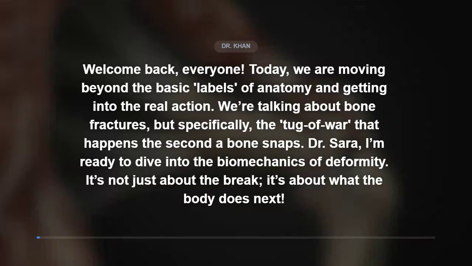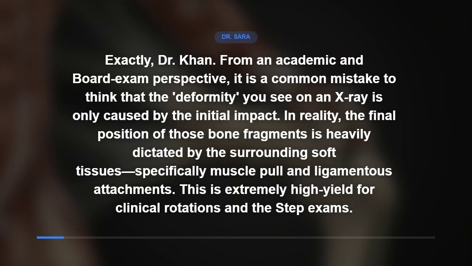Welcome back, everyone. Today we are moving beyond the basic labels of anatomy and getting into the real action. We're talking about bone fractures, but specifically the tug of war that happens the second a bone snaps. Dr. Sarah, I'm ready to dive into the biomechanics of deformity. It's not just about the break, it's about what the body does next.